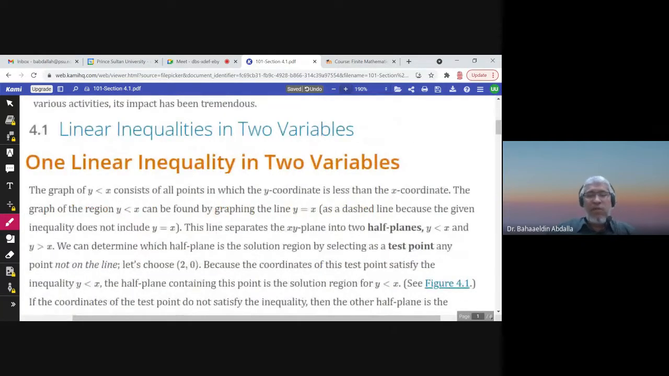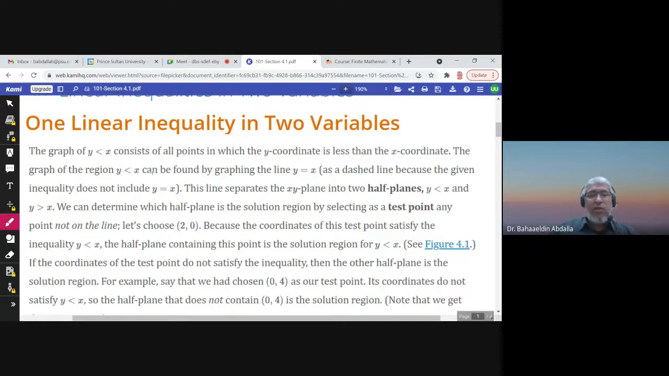And let us start first by how to graph linear inequalities, one linear inequality in two variables. And then we will learn in this section how to graph more than one linear inequality in two variables. So let us take an example. For example, this inequality, y less than x. So what would be the solution of this inequality?